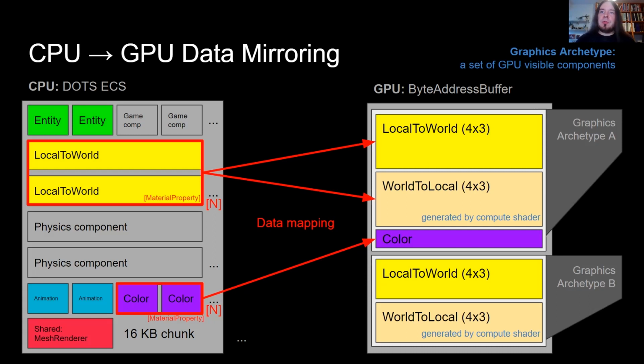We introduce a new concept called graphics archetype. Graphics archetype is a subset of the DOTS archetype. It's the set of GPU visible components. Each entity belonging to the same graphics archetype has the same GPU data layout. Thus, we can store them as contiguous lockstep arrays, one for each component, suballocated from the byte address buffer. This makes data access calculation trivial and shared.